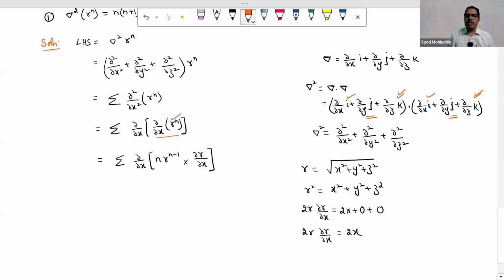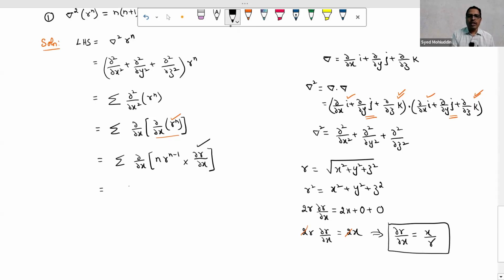So we can observe that this 2 and 2 will cancel out, and then further you can rewrite this as ∂r/∂x is equal to x as it is. Cross multiply, that r will come to the denominator. So hence, we have got the value of ∂r/∂x to be equal to x/r. That value you can plug in here.